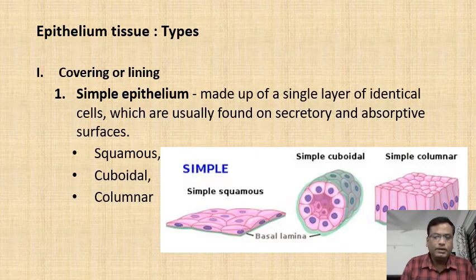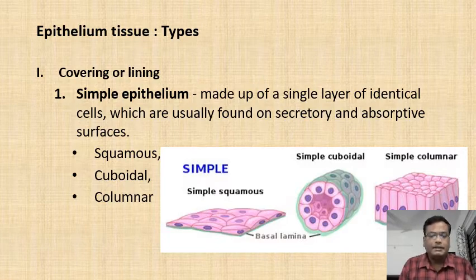Now basically we can identify two types of epithelial tissues. One is covering or lining, and another one is glandular. The name itself tells you the first kind is covering or lining. The epithelial tissue which covers different organs, or forms the inner or outer lining of different organs or parts of the body, can be considered under this heading, covering or lining.